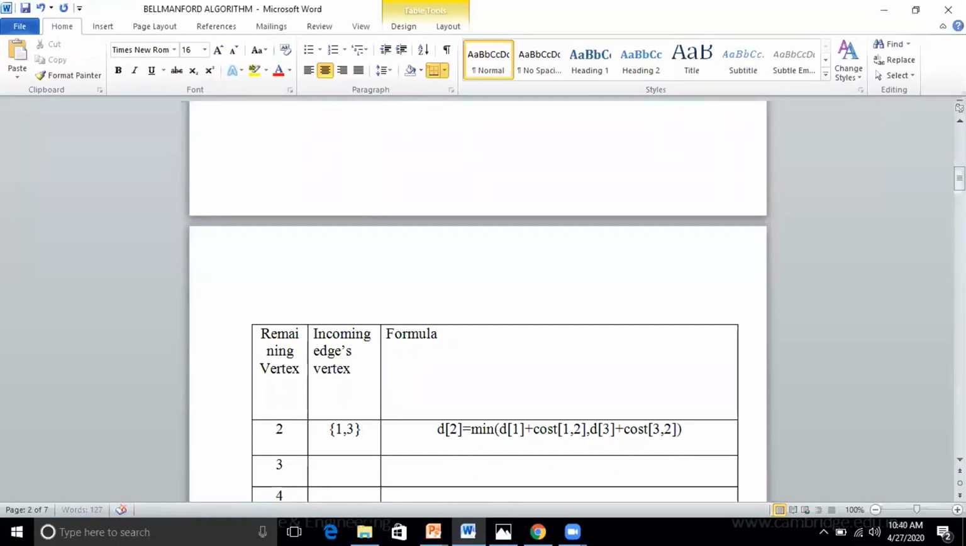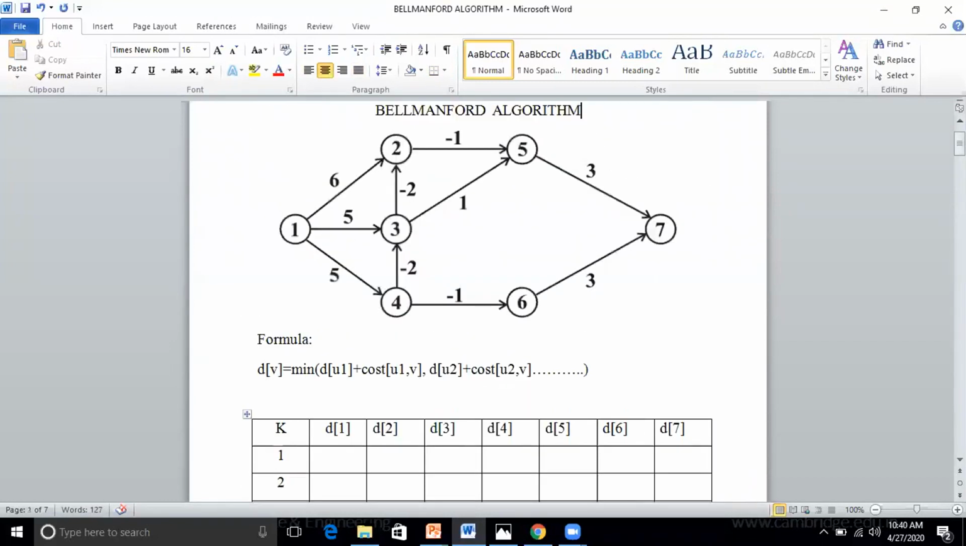Any doubts still here? No, sir. Okay. Now the next vertex is the third vertex. For the third vertex, which are the incoming edge vertices?